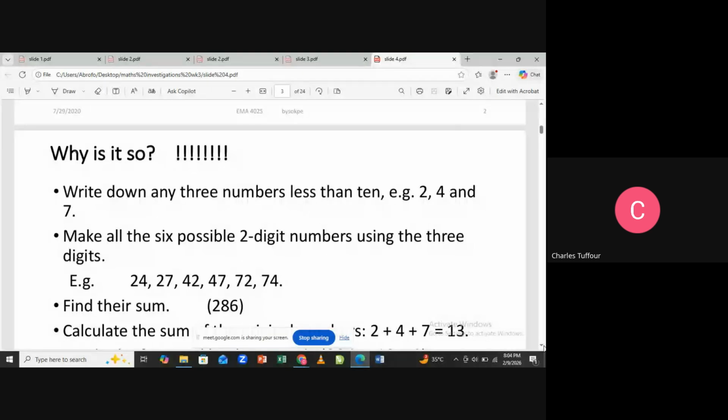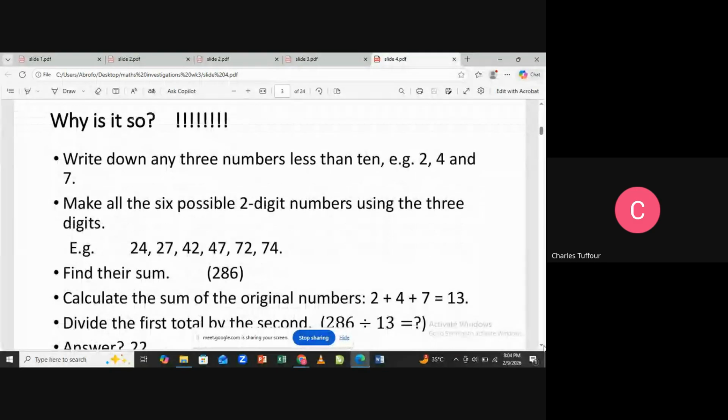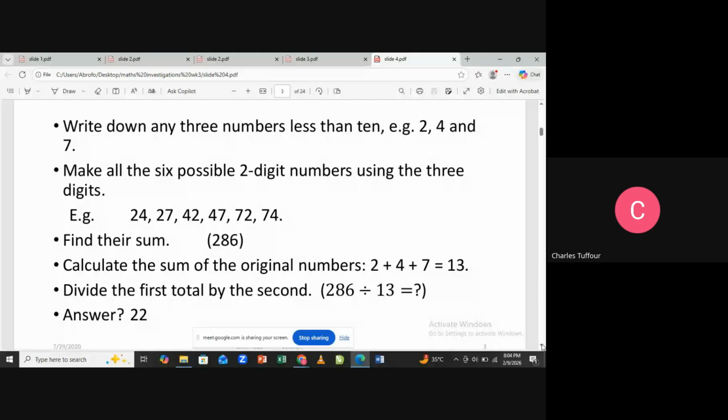Why is it so? Write down any three numbers less than 10. Please do it. We are doing this task together. Please don't pick mine. I had 2, 4, and 7. Choose another number. Remember, the number should be less than 10. Three numbers. Do you have them?